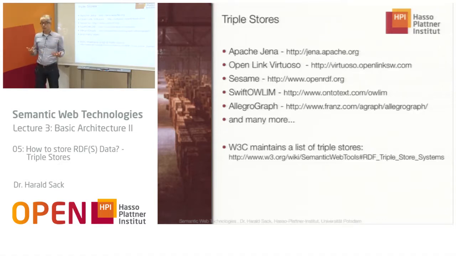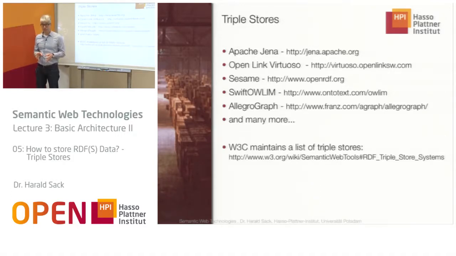So if you want to have an overview which triple stores are available, the W3C maintains a list of triple stores that's always up to date, and there you can find all the triple stores that are available and that you can try out. Some of them are for free, they are open source. Others need commercial licenses to be purchased. Okay, so this is how RDF triples are stored in databases.